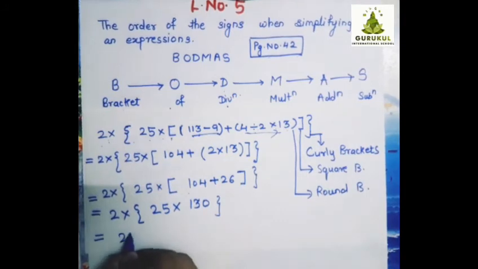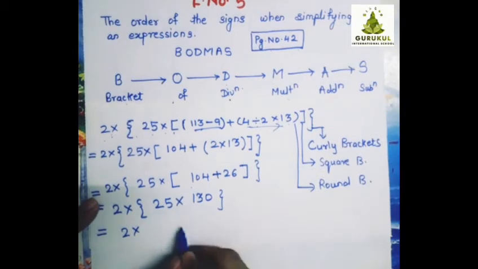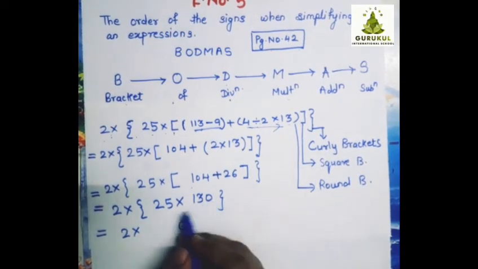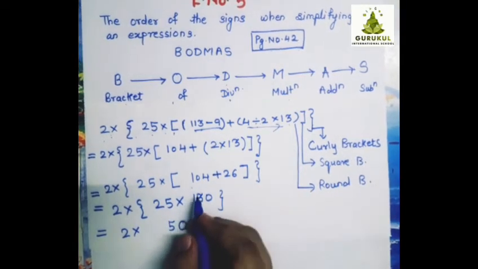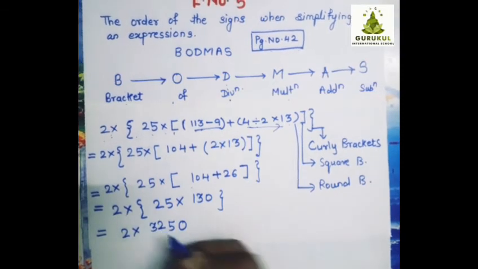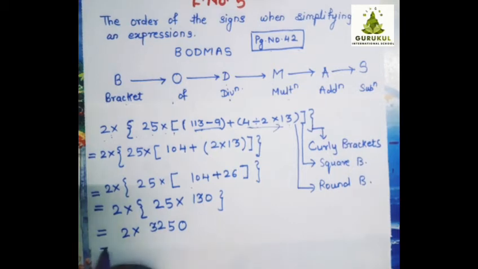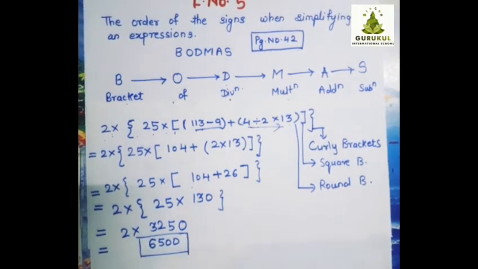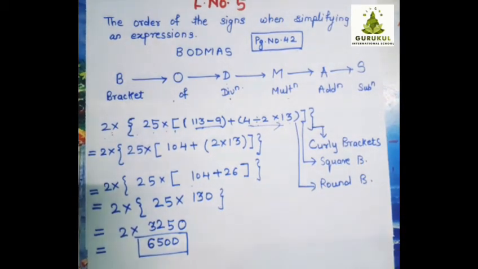Then solve inside the bracket, what comes? 25 into 130. Okay, so 25 zeros are 0, 25 threes are 75, carry 7, 21 plus 7, 28. So 2 multiplied by 3250, and finally if you do the multiplication, the answer you get is 6500. So this will be the answer. This is how you have to solve when more than one bracket is given in your problem.